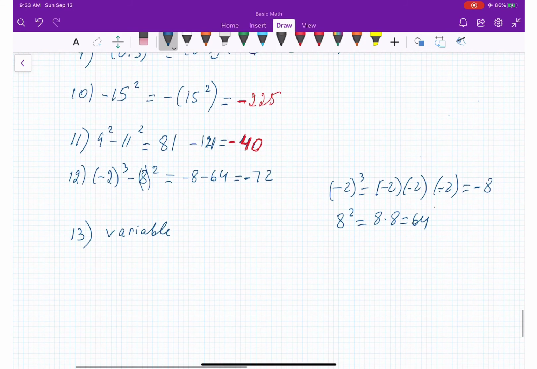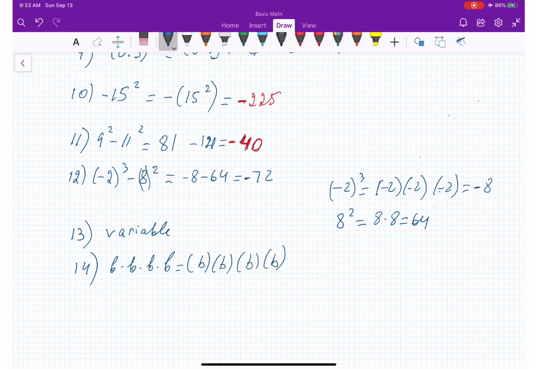Next, question number 14. Okay, b times b times b times b, or you can write down b, b, b, b. We have 4 of them, right? So it's going to be b to power 4. Yes? Okay.